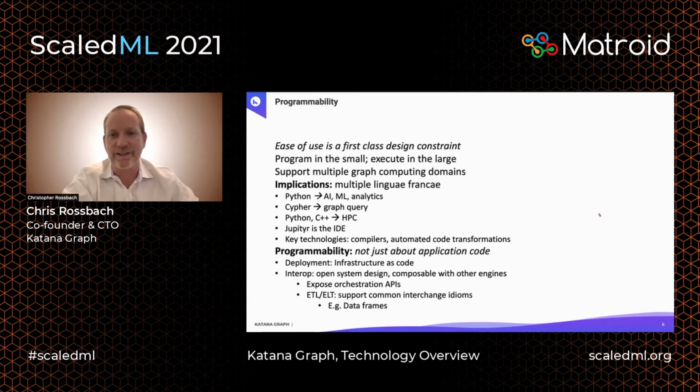That's also a first-class design constraint for Katana that results in exposition of things I would call orchestration APIs, things that make it possible to use it as a single step in a data flow system, as well as a strategy for dealing with ETL and ELT steps that are more about supporting common interchange idioms than about supporting schema mapping technologies and supporting adapters to do import and export.